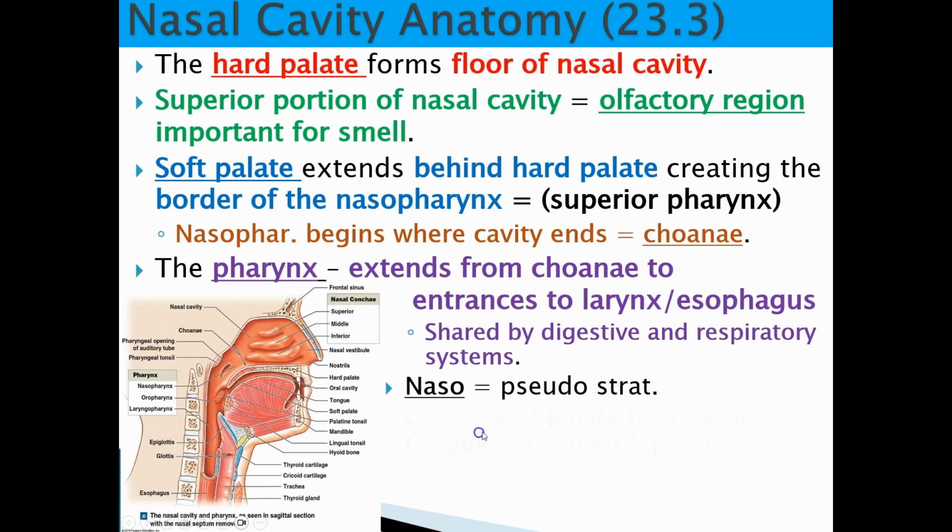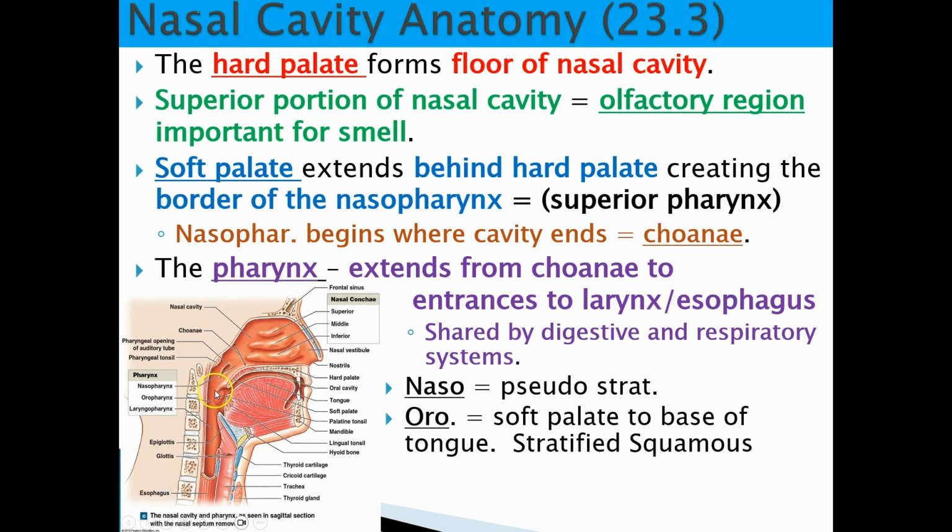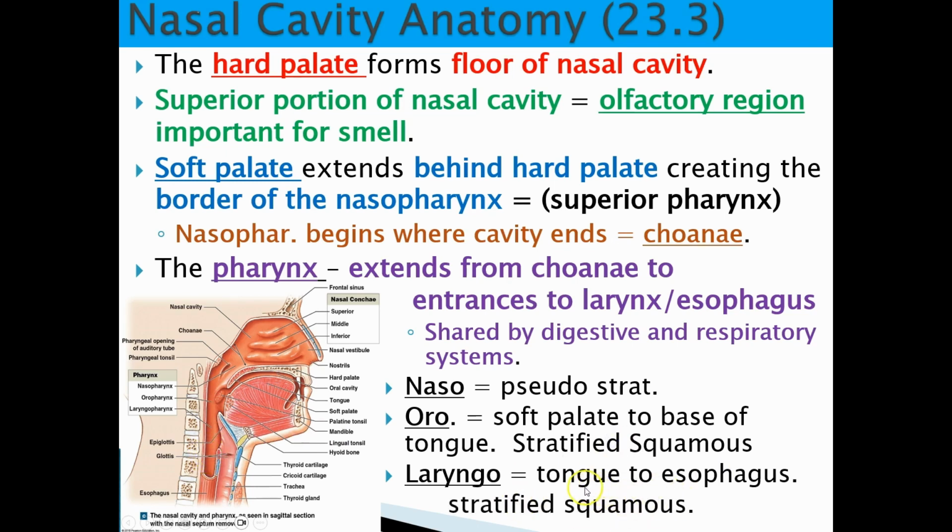And then once we drop down and we get into the oropharynx, which is back here, that's going to be the soft palate to the base of the tongue. So there to there. And you should know that that's going to be stratified squamous. So that's the stratified squamous that you should be aware of. And so the oropharynx is right here, again, stratified squamous. And then it ends at the laryngopharynx, which we can see right down here. And that's going to be tongue basically to the esophagus. So going down here, base of the tongue to the esophagus. In that case, we still are dealing with stratified squamous. So notice your pharynx is mostly stratified squamous.